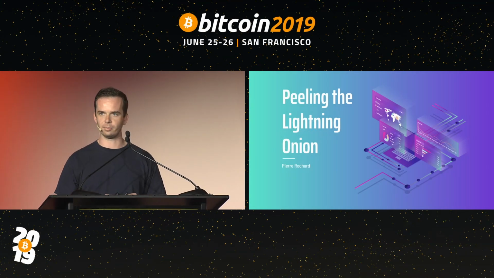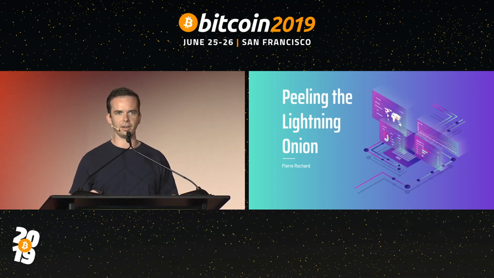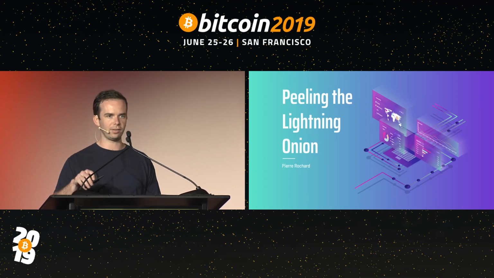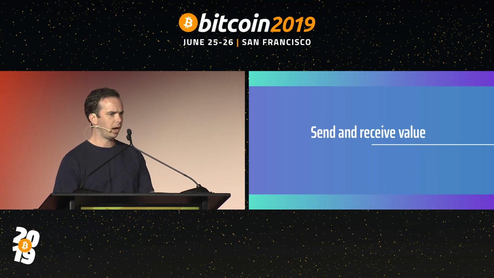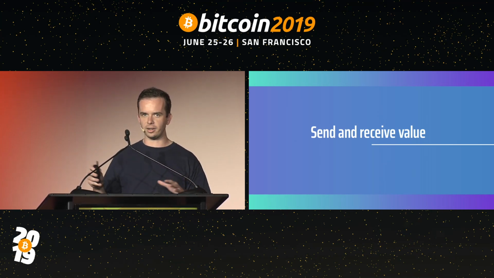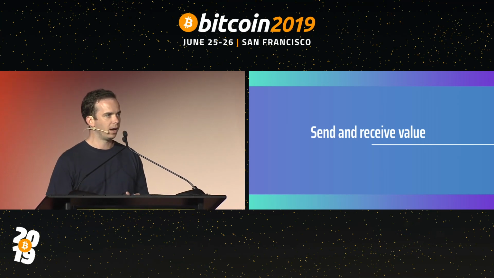Today's presentation is about Lightning. So, peeling the Lightning onion, I wanted to explore all the different kinds of user-facing software projects that have been developing around Lightning. The first layer of the onion, at its simplest, is that we're just trying to send and receive value.